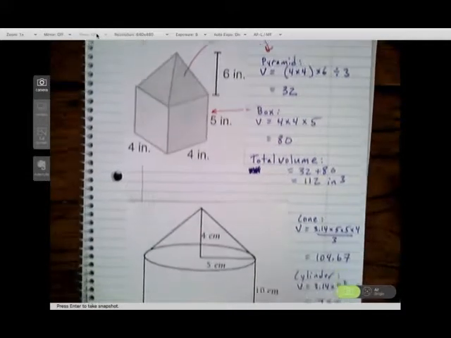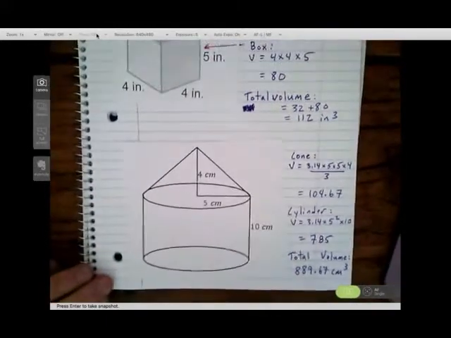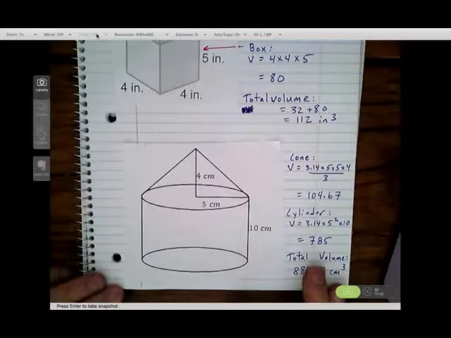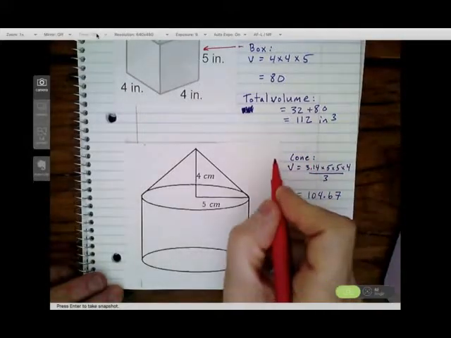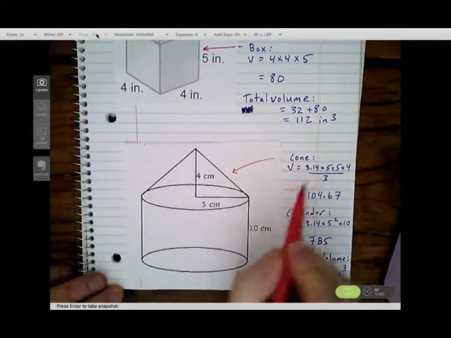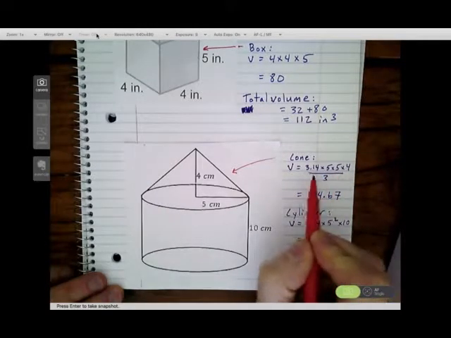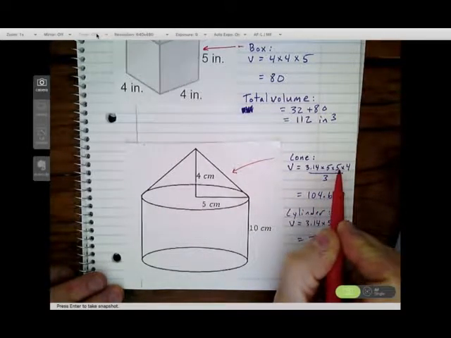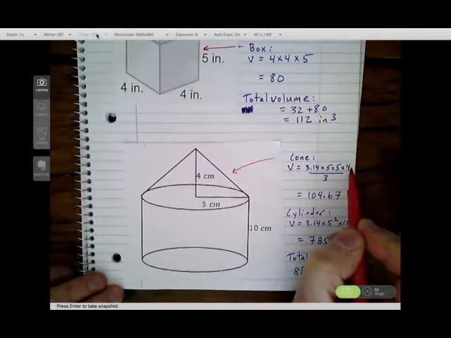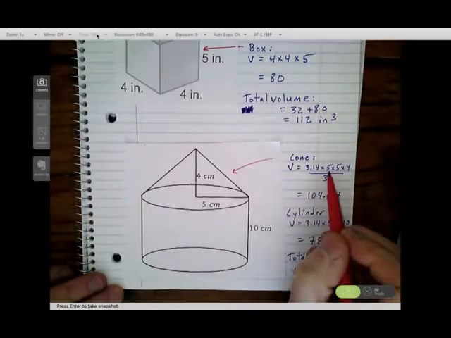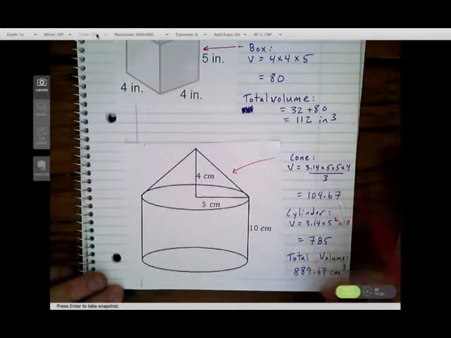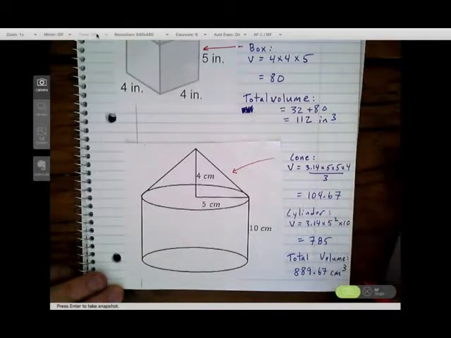Okay, one more here. Now this one is a cone on top of a cylinder. Okay, again, on your assignment, use a calculator for these. You'll have some 3.14, some pi to deal with. And so we'll find the volume of the cone first. So that's this guy up here. So it's pi times the radius squared, so pi times the radius, which is 5, times the radius again, another 5, times how tall the cone is, which is 4, all of that divided by 3. So pi times the radius times the radius times the height divided by 3. And when I do that, I get 104.67.